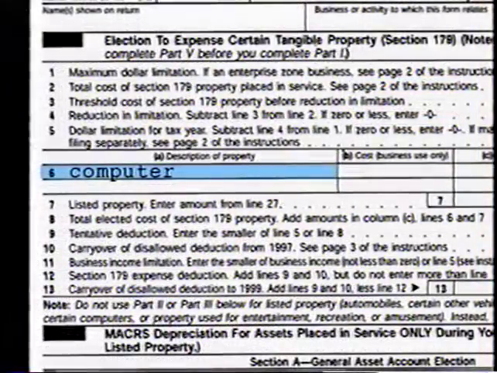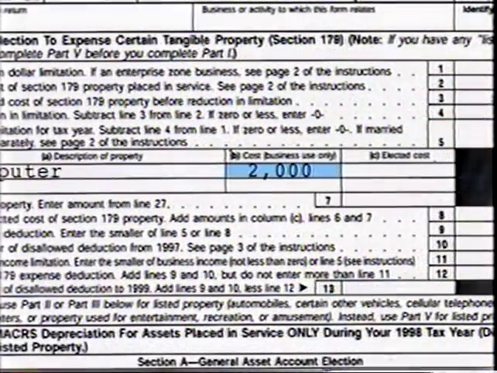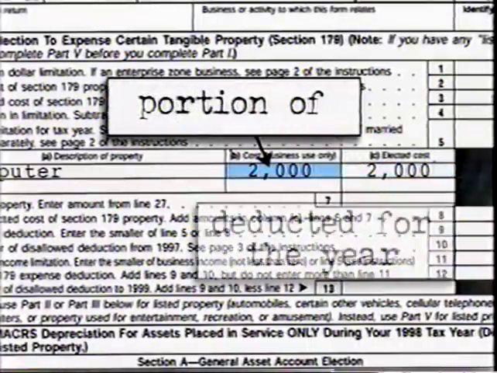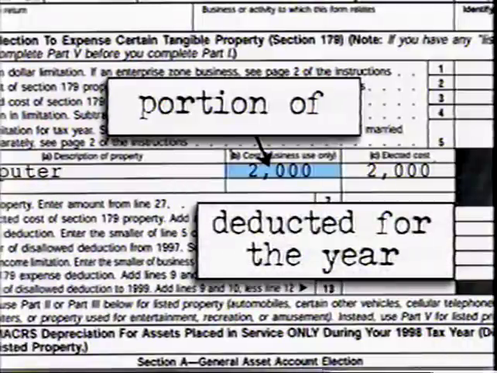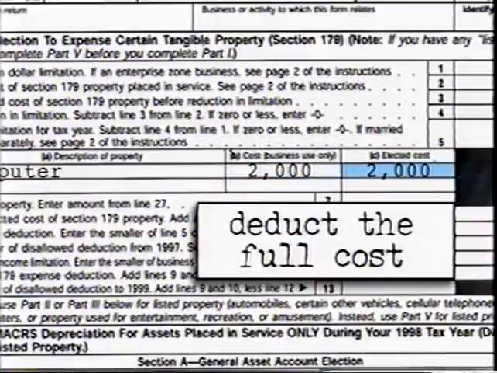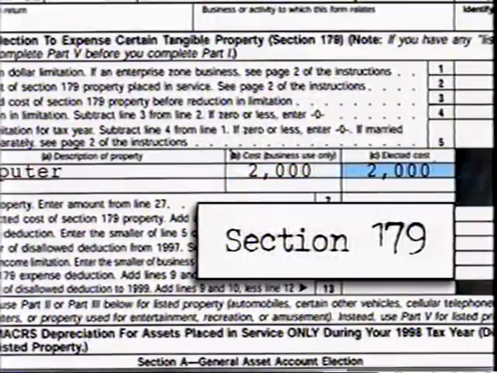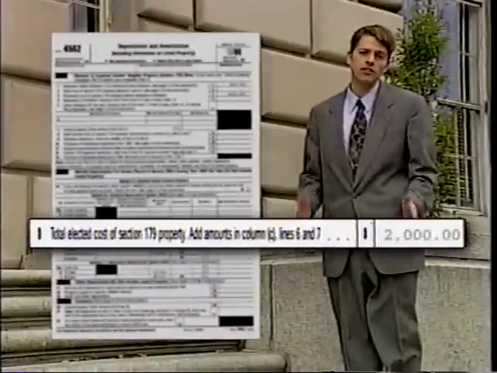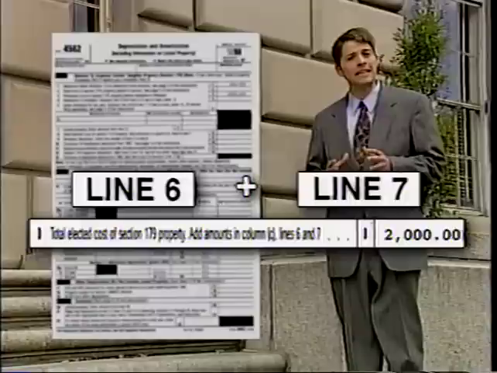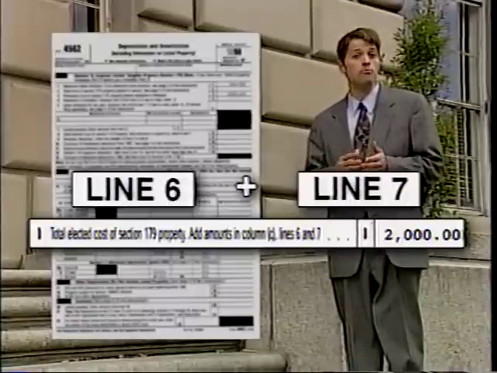In line 6, we write computer, then under cost we write $2,000, and under elected costs we also write $2,000. Elected cost is the portion of the total cost a taxpayer chooses to deduct for a particular year. In Vicky's case, she'll elect to deduct the full cost, $2,000, under Section 179. Line 8 is $2,000. We get it by adding lines 6 and 7. It is the total elected cost of Section 179 property.